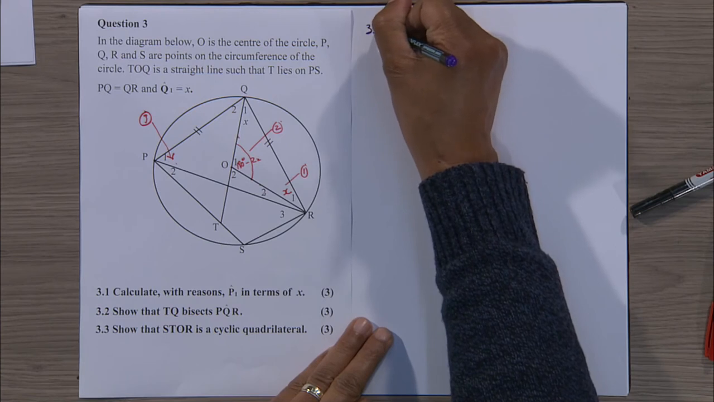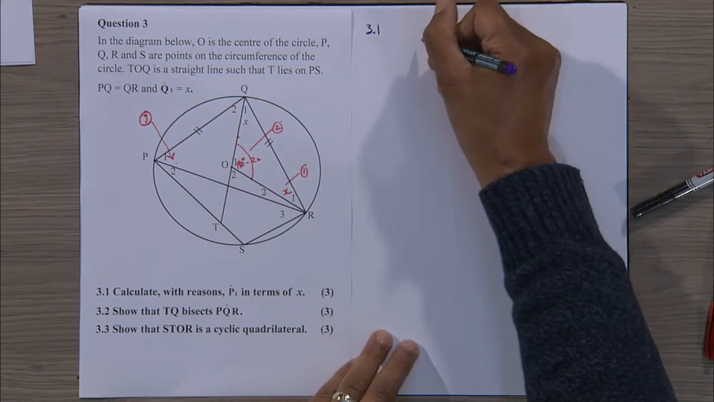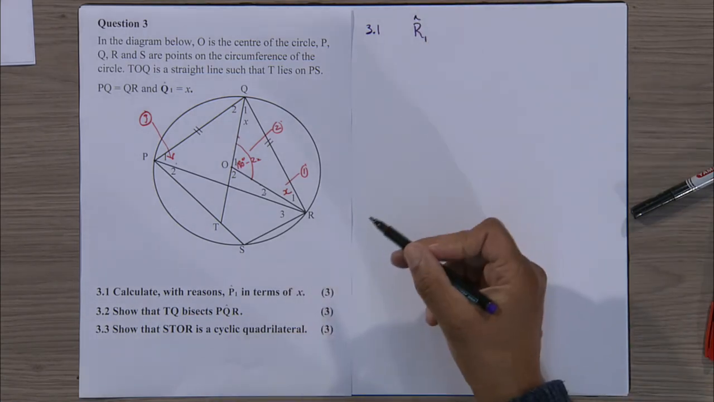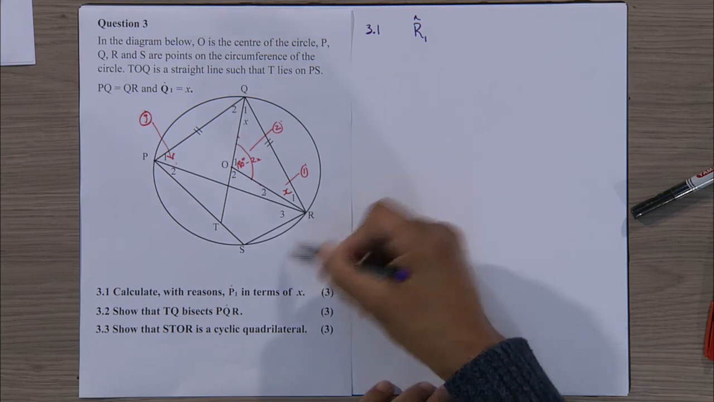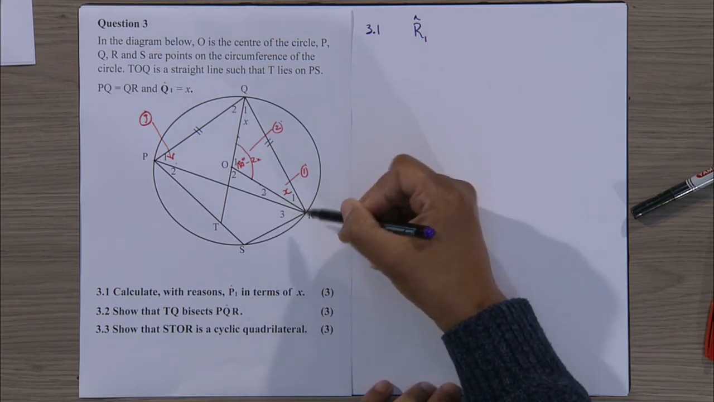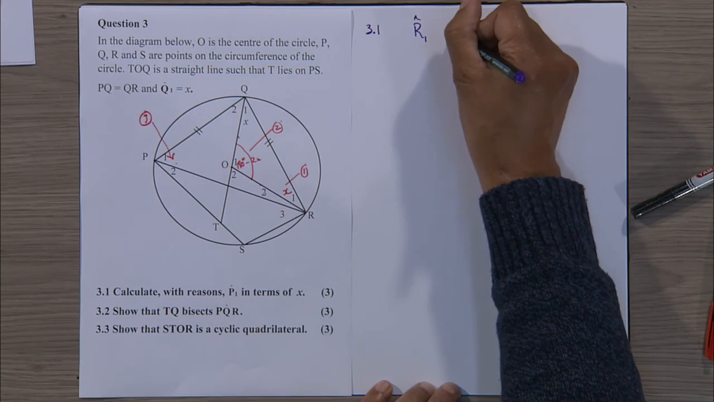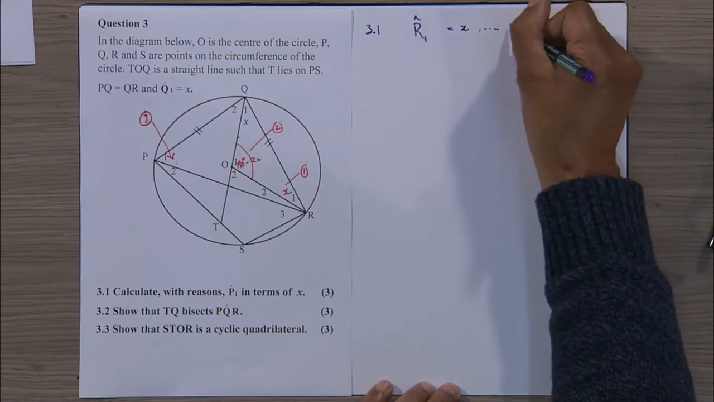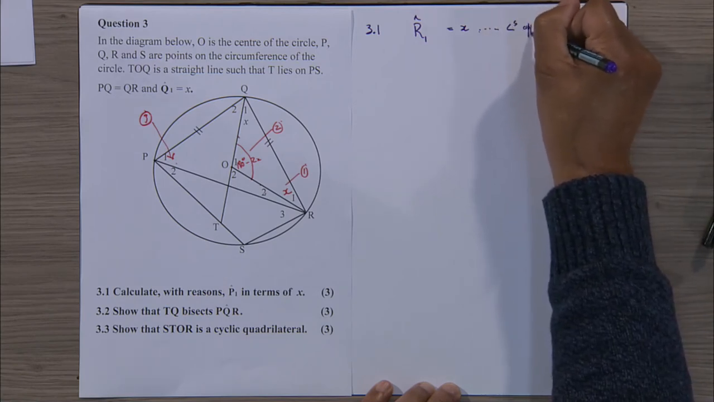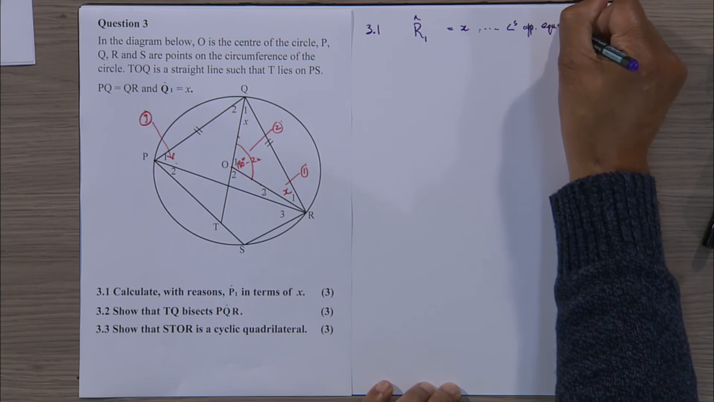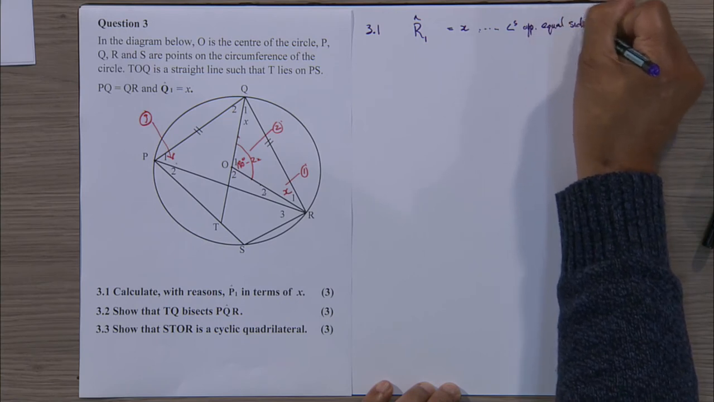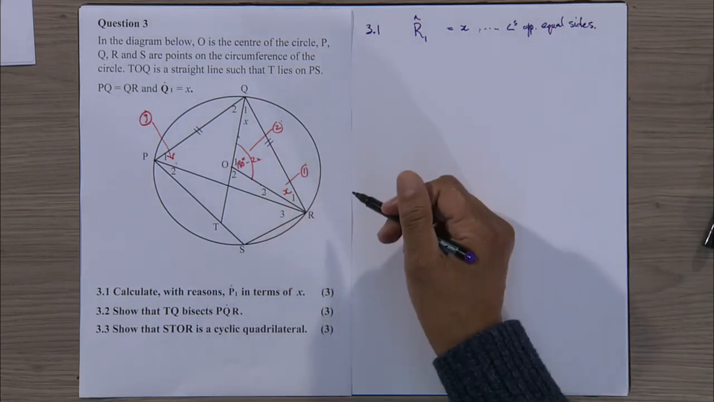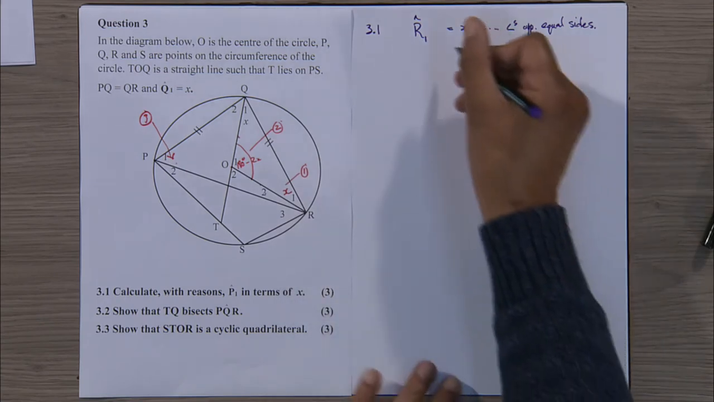So 3.1, I have R1. Also, this gives me a nice opportunity to see different ways that the angles are labeled. This is R1, which is also equal to x. And what would my reason be? Angles opposite equal sides. Not isosceles triangle, angles opposite equal sides.